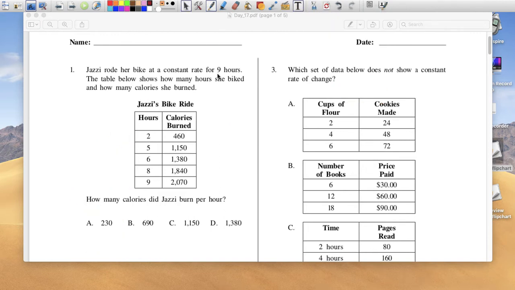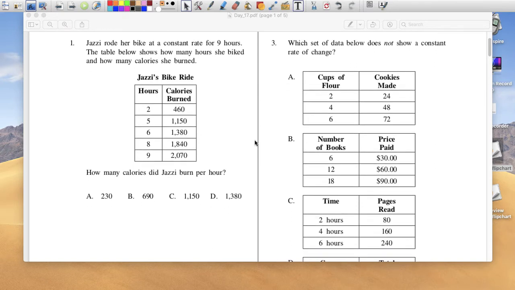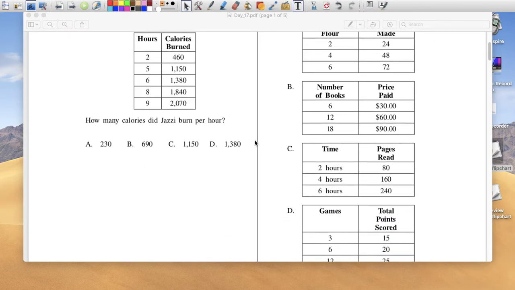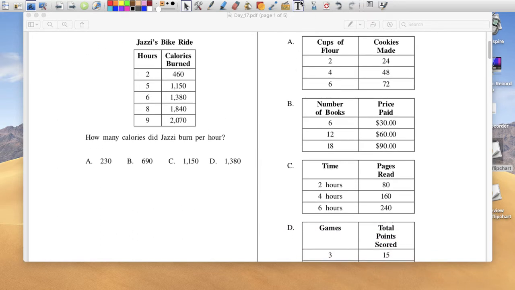Number 3, which set of data does not show a constant rate of change? So one of them is not what we call proportional. Let's go through them. If you look at this one, the relationship is times 12, times 12, times 12. So this one's good. Times 5, times 5, times 5. This is also good. Times 40, times 40, and then times 40. This is also good. They all match.